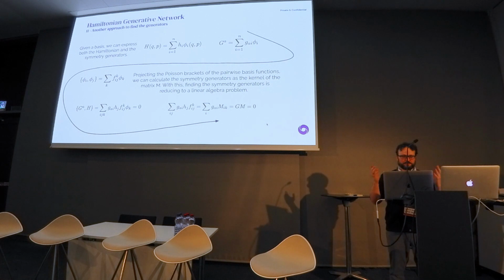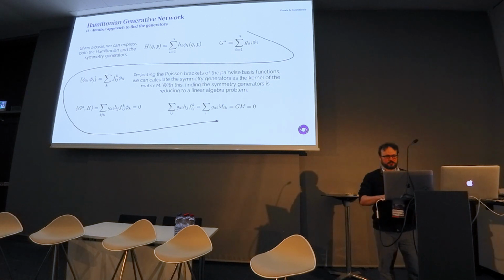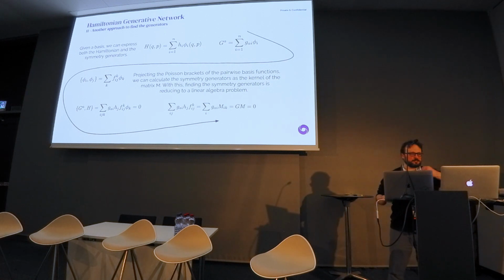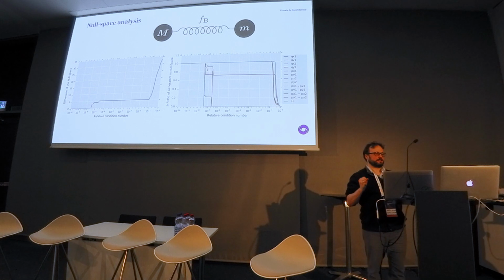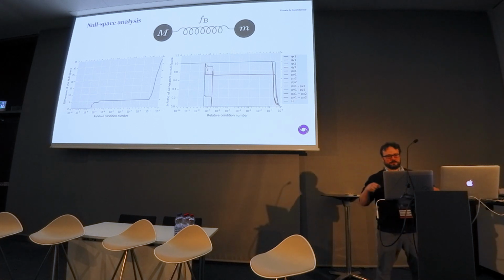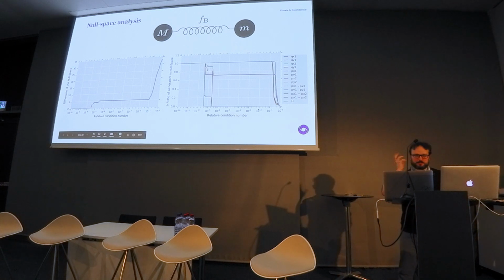And that was one of the first things we did in this direction of trying to extract the symmetry from data. To test that, we created a very simple physical system, let's say a mass spring. We know exactly the symmetry generators there. They are the rigid translation and rotation around the center of mass of the system.